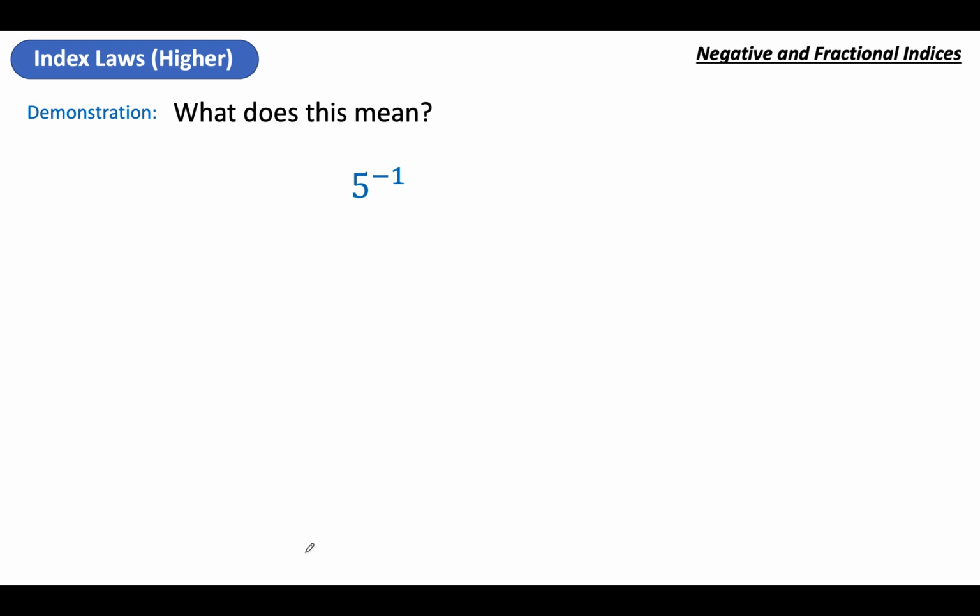Right. Well, it means this: 1 over 5 to the power of 1. That negative really means flip it. Or some people say push it down and make it positive. Push it underneath 1, and the power becomes positive. Now 5 to the power of 1 is just 5, so it'd be 1 over 5. That's what this means. Now I'm going to show you why, and what the implications of this are.